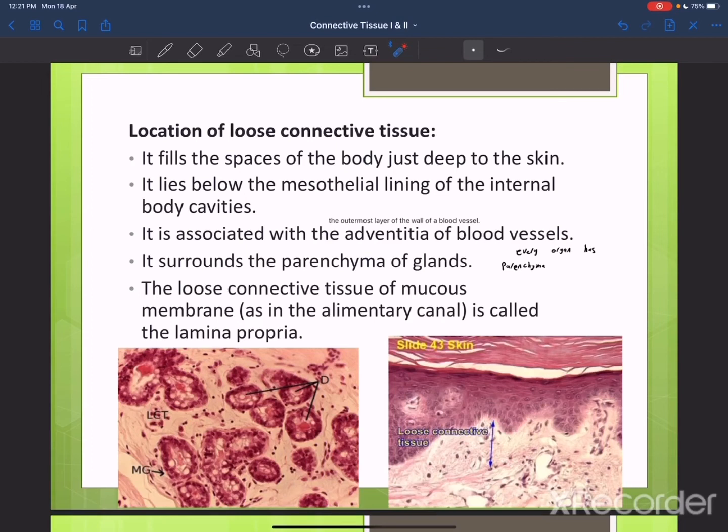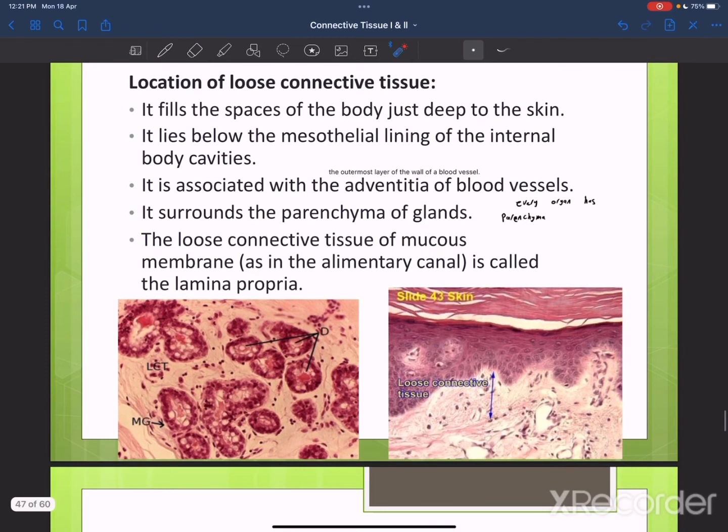You have on the right a slide for the skin. In the upper part of the slide, we see the type of the epithelium, which is the stratified keratinized squamous epithelium, the usual epithelium of the skin, with this keratin layer. And these are the living layers of the epidermis.